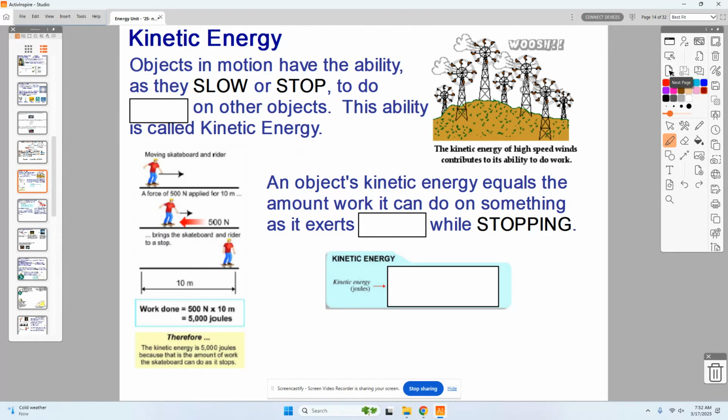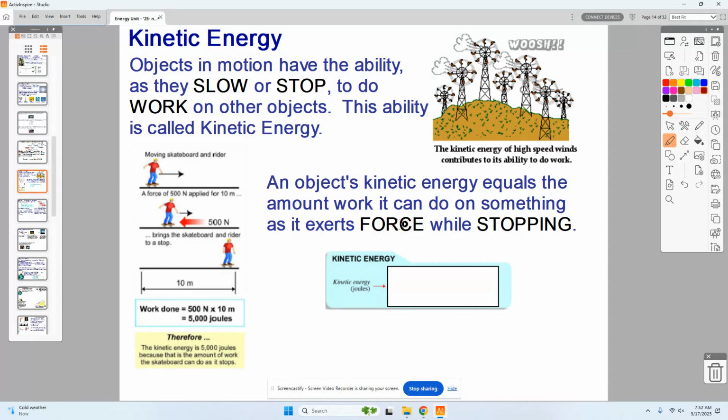without too much difficulty. Kinetic energy, objects that are moving. Anything that's moving has the ability to do work on other things because of its motion. So if it has the ability to do work, we'd say it has energy. How we define it, it's equal to the amount of work it can do as it exerts force while stopping. So if something is moving, it's going to take force to stop it. Well, how much force it exerts while it's stopping through that distance is what we would call kinetic energy.